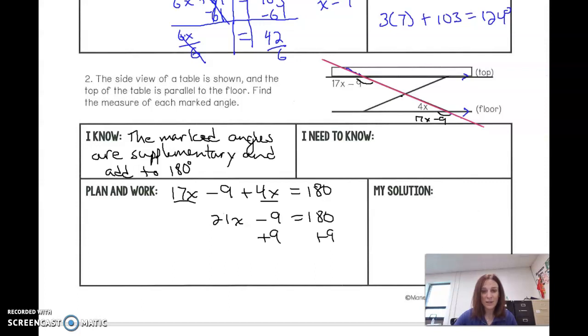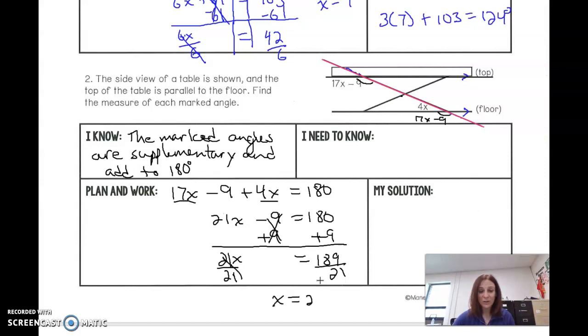Whatever I do to one side of the equal sign, I do to the other. I bring down my 21x, that's 0. This becomes 189 when I add them together. And then I divide both sides by 21, because I'm going to actually write the number correctly. Okay, so I bring down my 21x equals 189. Divide both sides by 21. If you do 189 divided by 21, you get x equals 21.